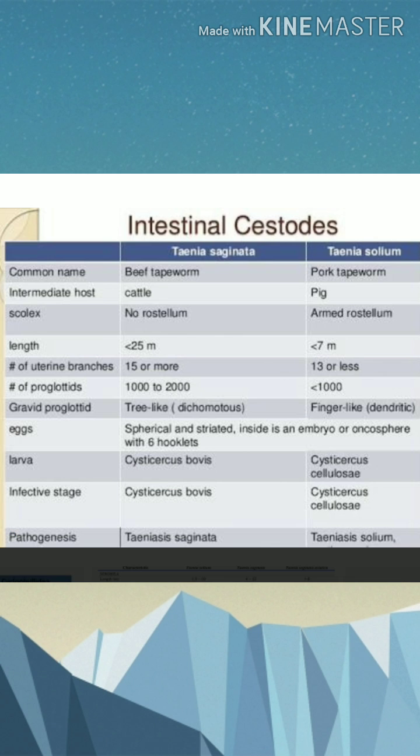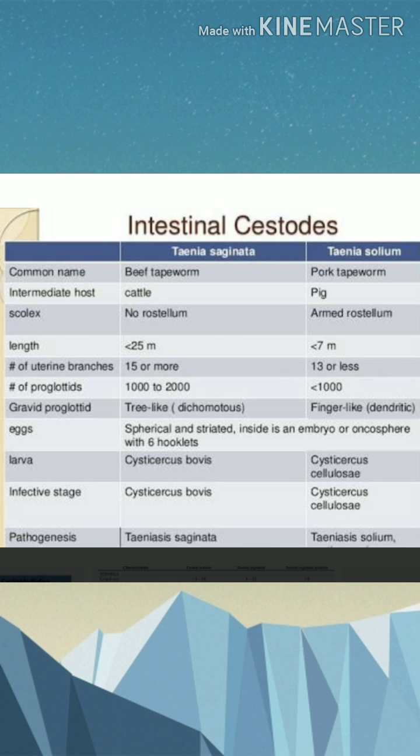Now let us compare some important characteristics between Taenia saginata and Taenia solium. These two tapeworms cause most of the infections in humans. Taenia saginata is also known as the beef tapeworm because the intermediate host is the cattle, and Taenia solium is called the pork tapeworm. The larval stage of Taenia saginata is called Cysticercus bovis, and in Taenia solium it is called Cysticercus cellulosae.